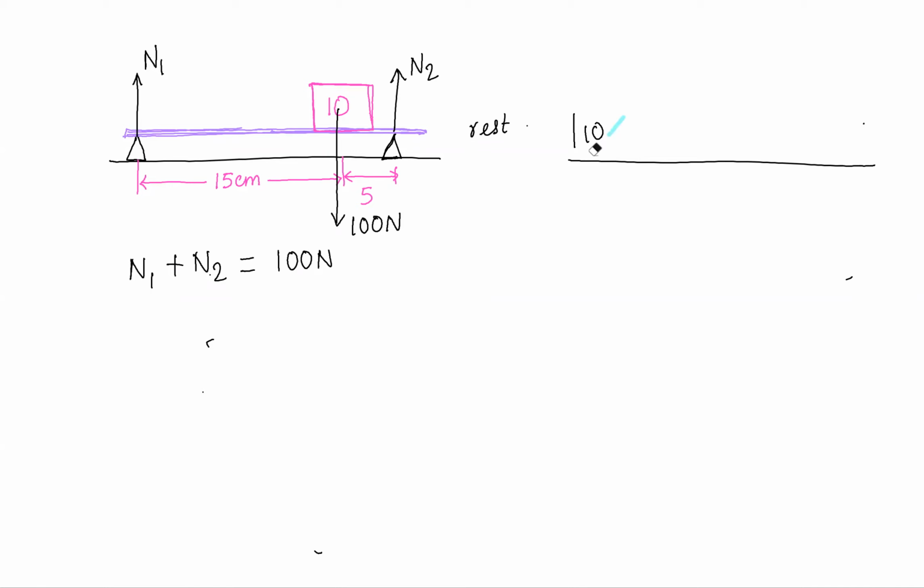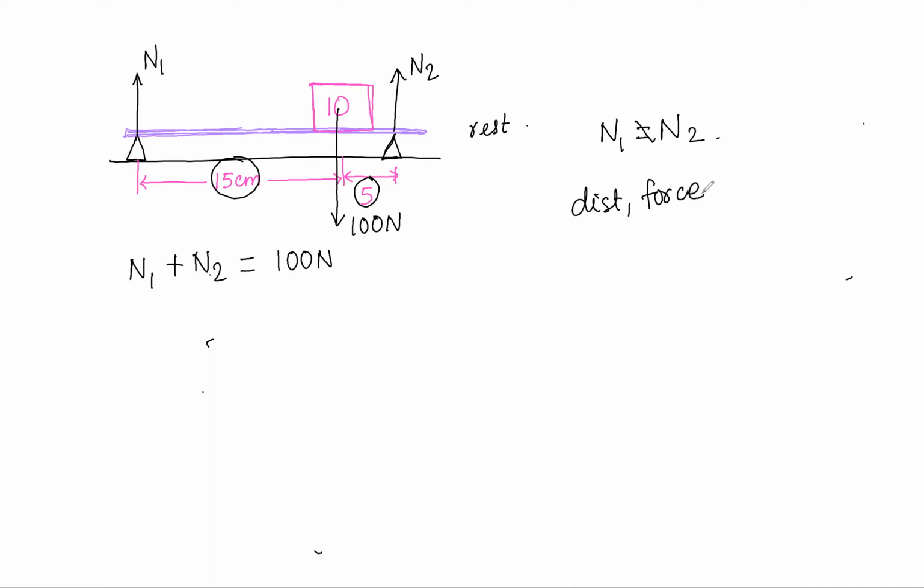The one thing we understand from this kind of thought experiment is that the values of N1 and N2 are not equal. N1 is not equal to N2. In fact, N1 or N2 can be 0 also. It basically depends upon this distance. So how can we talk about the distance and a force? Whenever you talk about a distance and a force, one of the obvious ways to think about is work done. But here nothing is moving. So here what you have to think about is torque.